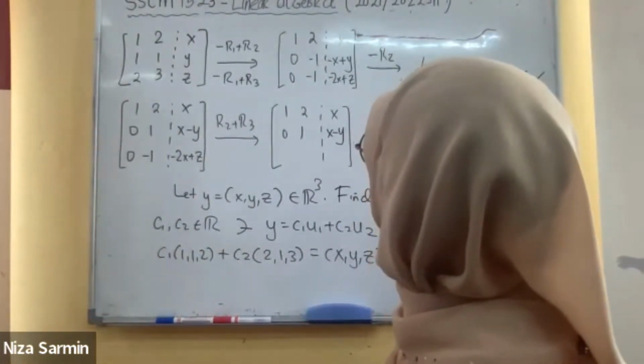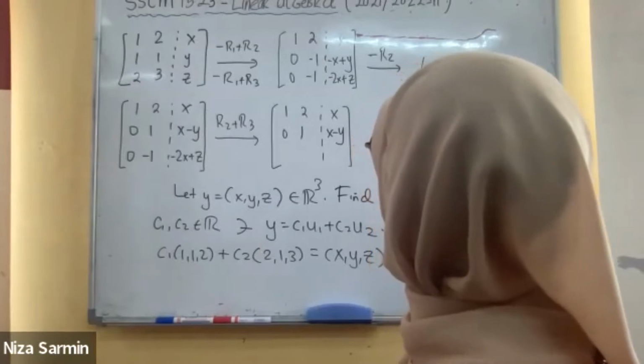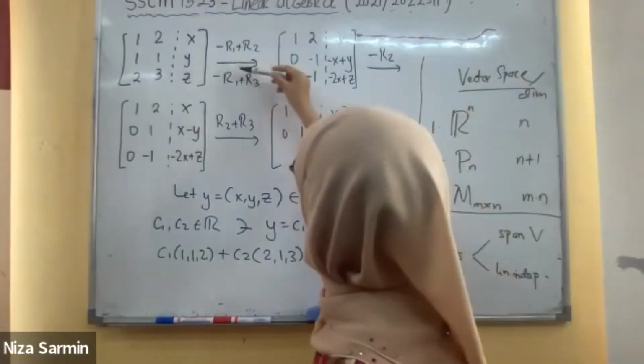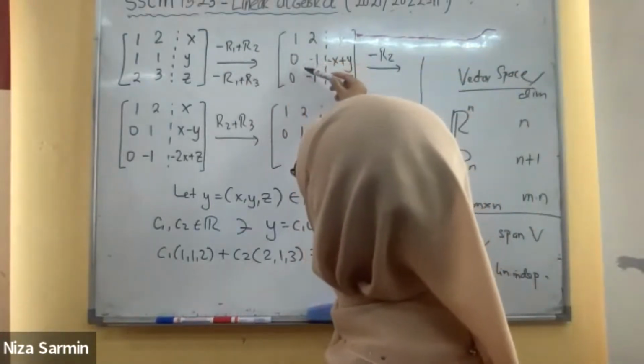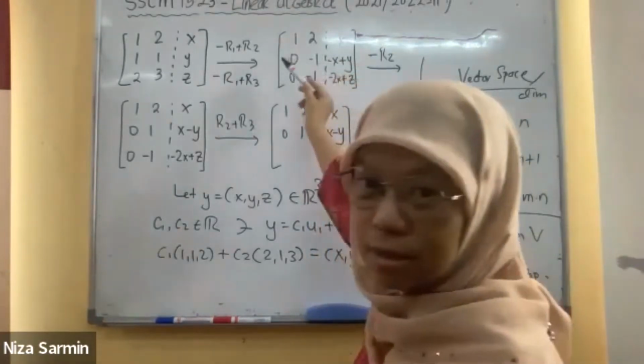It's supposed to be negative 2 plus. Which one? This one is okay? Uh, which step?